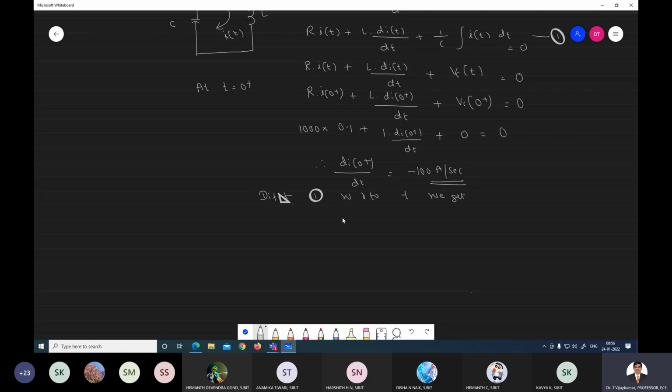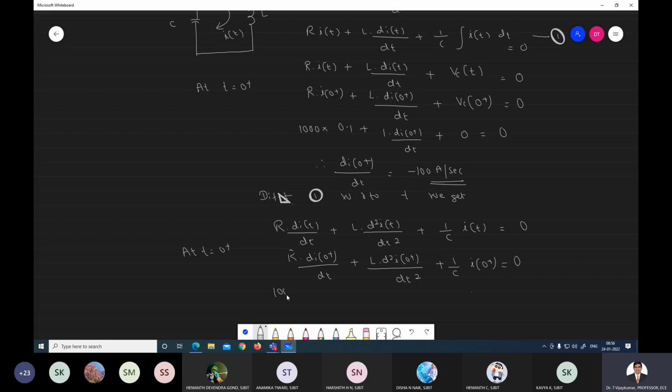Differentiate equation 1 with respect to t. So we can write it as R into dI by dt plus L into d square I of t by dt square plus 1 by C I of t is equal to 0. At t is equal to 0 plus, this becomes R into dI of 0 plus divided by dt plus L into d square I of 0 plus divided by dt square plus 1 by C I of 0 plus is equal to 0.